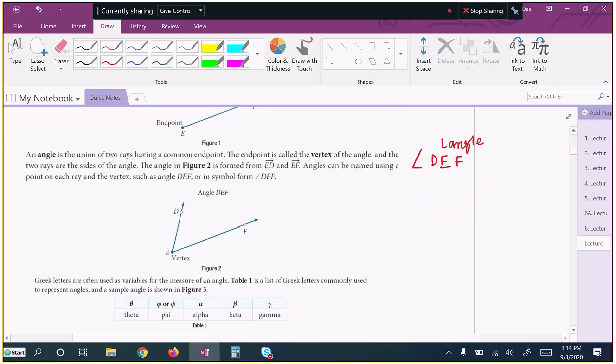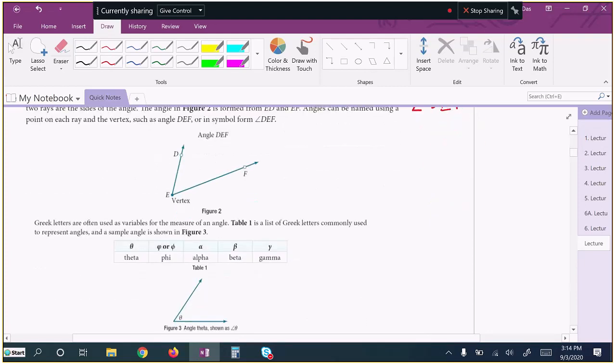We generally use Greek letters to introduce most of our angles and represent them. For example, the sign theta, which we will read as theta, or the sign phi, or the sign alpha, or the sign beta, or the sign gamma are our common Greek letters that we use to represent an angle.